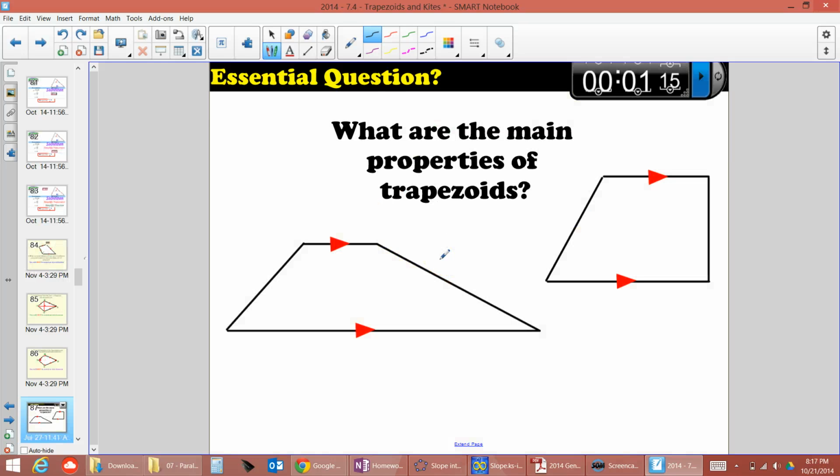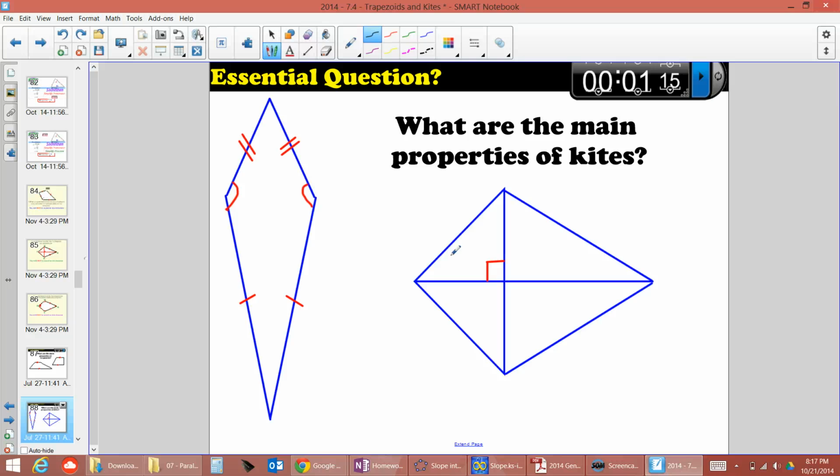All right, so what are the main properties of a trapezoid? This is where we got to talk about one set of parallel lines. You've also got the mid-segment, right? We can talk about the mid-segment there. We can talk about different properties. Main properties of kites. We have adjacent sides are congruent, opposite angles are congruent, and the diagonals are perpendicular.